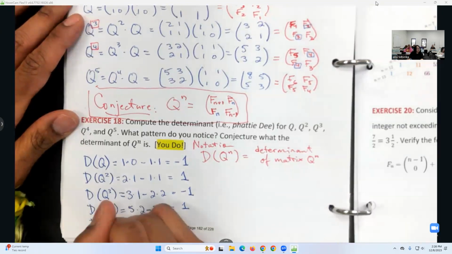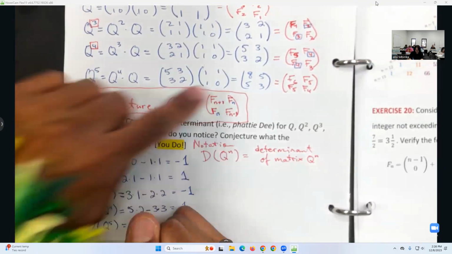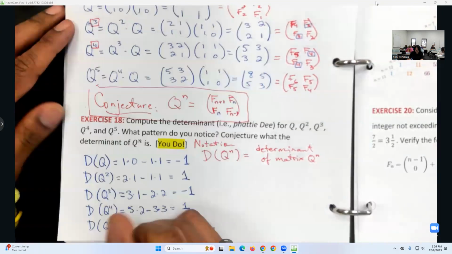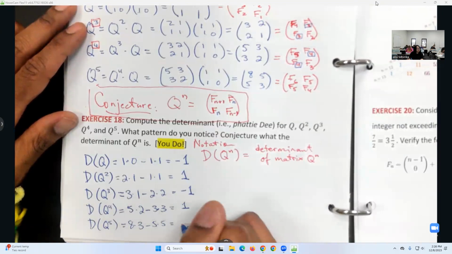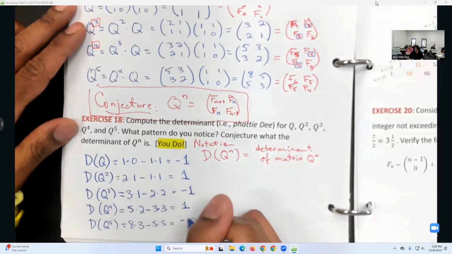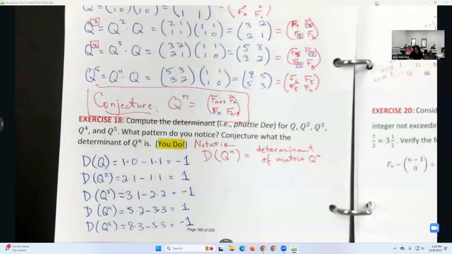So for d(Q to the 5), we expect this to be -1. Well, let's check. 8 times 3 minus 5 times 5 is 24 minus 25. Holy woo-ha. This is better than Jello. All right.